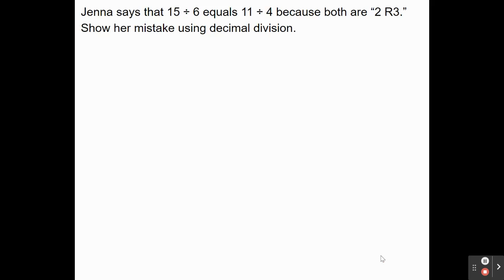Let's try some decimal division. Jenna says that 15 divided by 6 equals 11 divided by 4 because both are 2 remainder 3. Show her a mistake by using decimal division. So let's go ahead and start by dividing 15 divided by 6. So we'll create our standard algorithm. 15 goes on the inside, 6 goes on the outside.